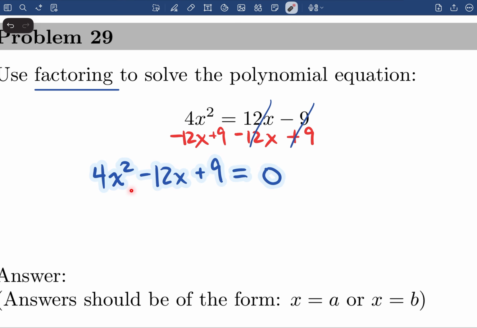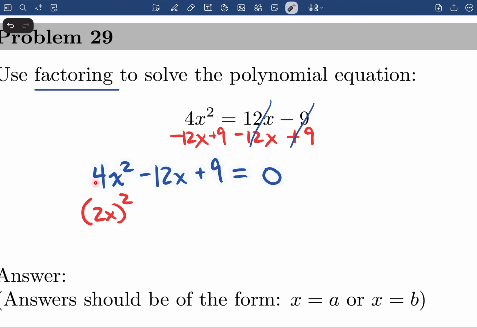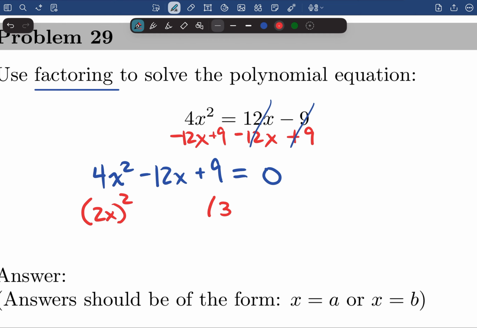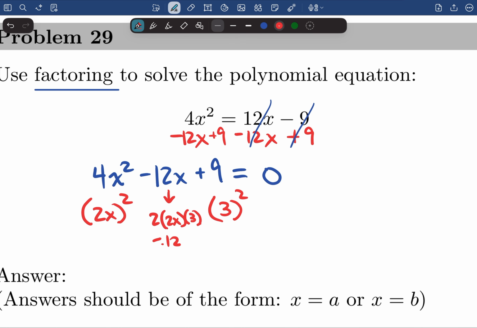And one thing that I notice is I've got a perfect square on the left and a perfect square on the right. Yeah, so let me prove that to you. I've got a 2x squared, right? 4x squared is 2 squared times x squared. So we can call that 2x squared. And then 9 is 3 squared. And the middle term, is it 2 times 2x times 3? What am I doing? I'm taking 2, multiplying by 2x, multiplying by 3. And then 2 times 3 is 6, times 2 is 12. Yeah, that's 12x. So that equals 12x.